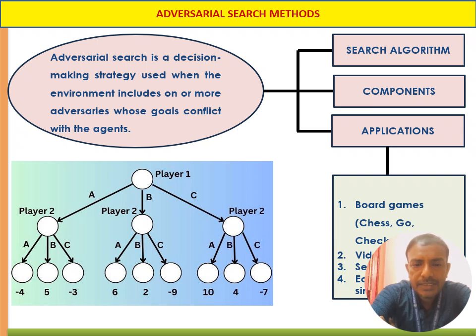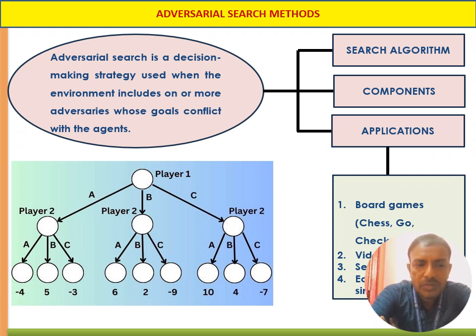These are some of the characteristics as far as the adversarial search method is concerned. Let me explain with a simple diagram here. There are player 1 and player 2. Player 1 is the maximizing agent, and player 2 is the opponent. Player 1 is the root node, which has actions A, B, C. If you take action A, player 2, the minimizer, again has A, B, C.